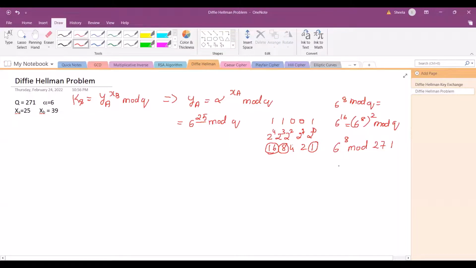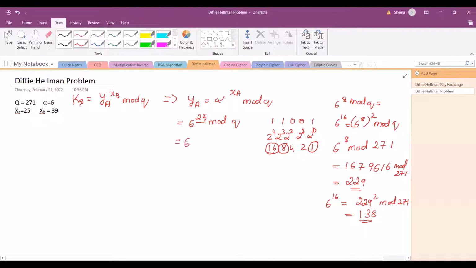271 is equal to 1679616 mod 271, which is nothing but 229. Now I can get 6 to the power of 16 as 229 square mod 271, which is equal to 138. Okay, so now let us calculate 6 to the power of 25.